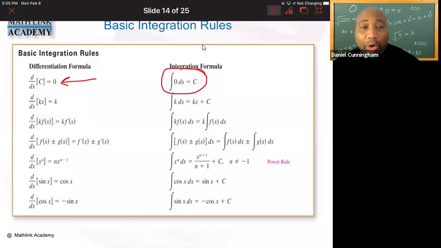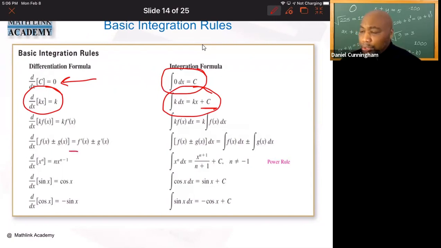We take the integral of 0 with respect to x, is equal to c. We did that one earlier. We also did the second one. The derivative of a constant times x is just that constant k. If we want to find the integration formula of that, we integrate just k by itself with respect to x, dx, is equal to kx plus c. Again, don't forget there's a plus c at the end.